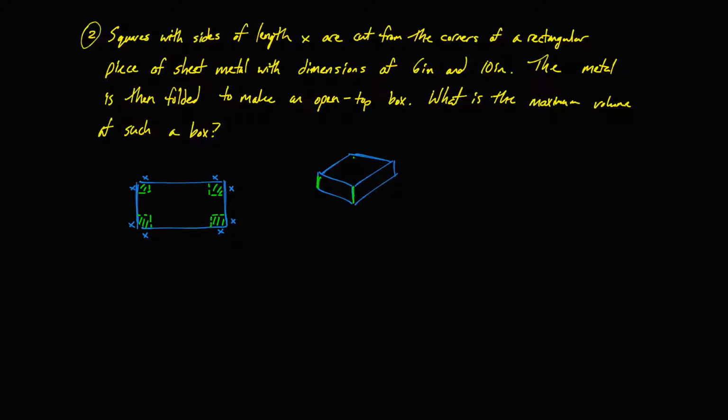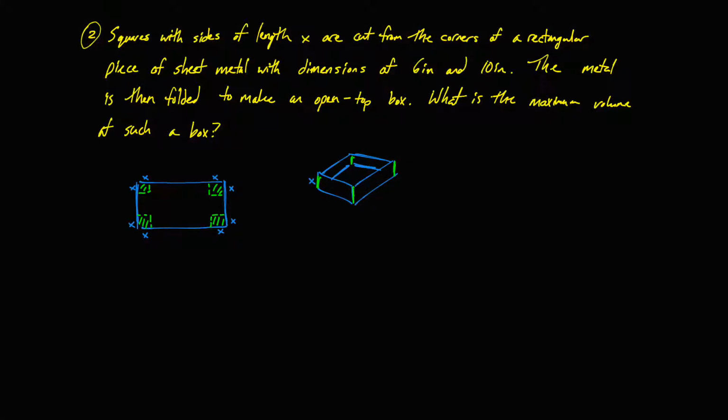I should draw on the inside of there. Okay, so we want the maximum volume. What we have is x is going to be the cutouts. That's actually going to represent the height here. So that helps us dramatically. And we have then our length and our width.